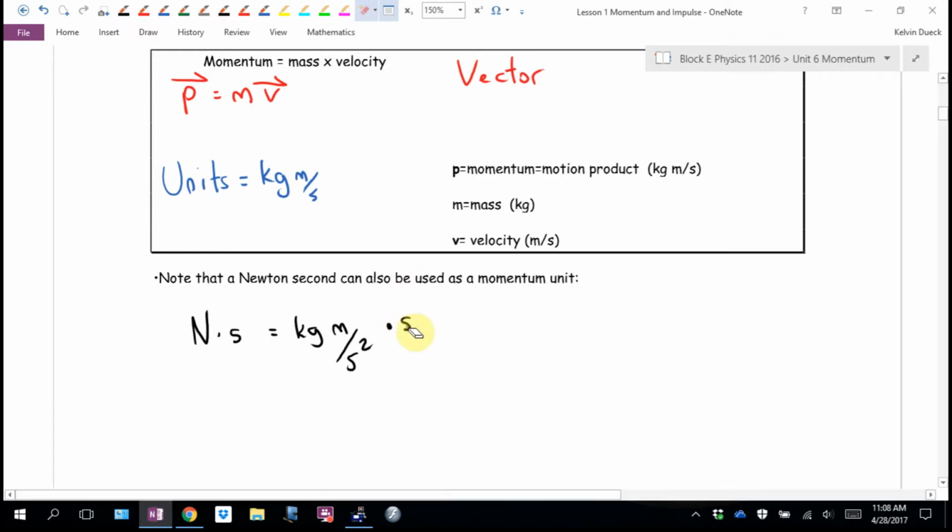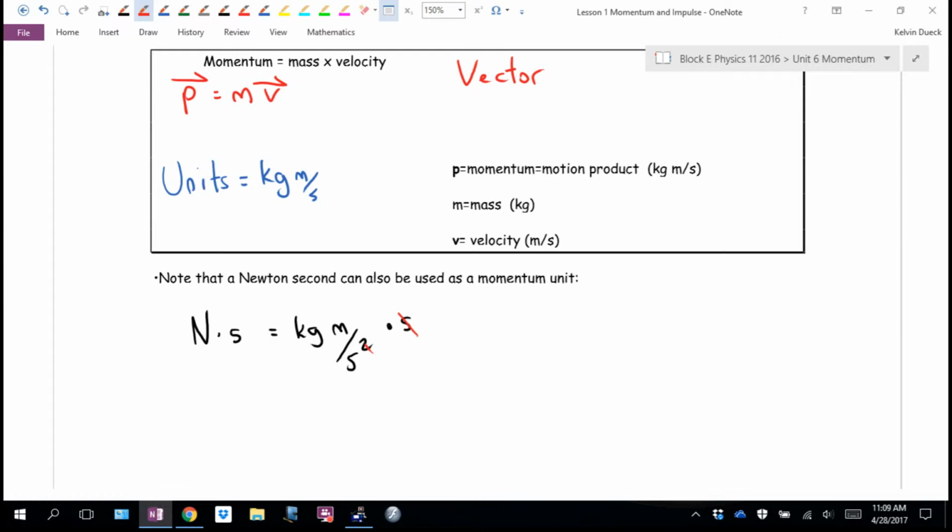Thomas, my friend, is there an S on the top? Yes. Is there an S squared on the bottom? Yes. Well, holy smokes, Batman, one of those S's cancels, and I get kilogram meters per second. Momentum. Both are acceptable, Newton seconds or kilogram meters per second.